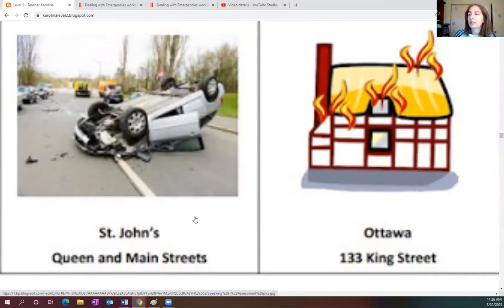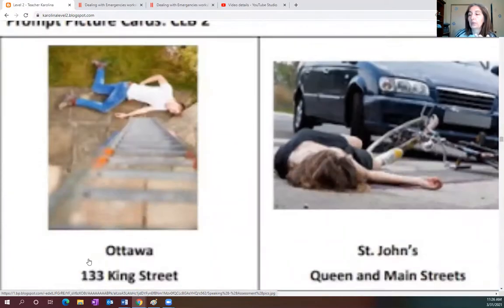Okay. Then the fourth question will be, what's the address? Okay. And then you just tell me Queen and Main Streets or 133 King Street, depending which picture the teacher shows you. Then I will ask you, is the person breathing? Yes or no? Is the person conscious? Yes or no? And these are the 6 questions. And that's your speaking test.